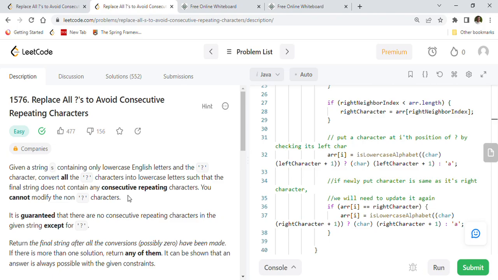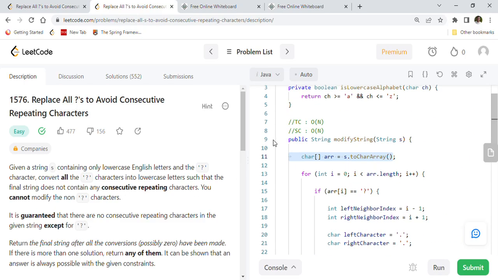On Leetcode 1576, replace all question marks to avoid consecutive repeating characters. I hope you understood this logic and this Java solution code today.